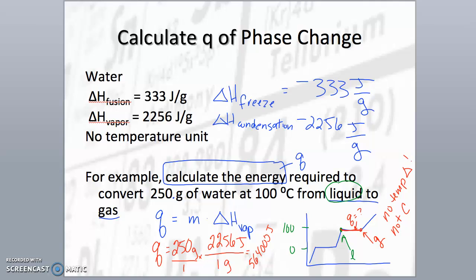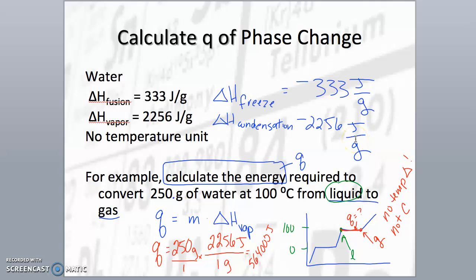You can see here we've got values given for water, and these values are typically given unless you're solving for them. So we've got a delta H fusion of 333 joules per gram and a delta H vaporization of 2256. And I'm just showing over here how if we're freezing or condensing, it's the same value with a different sign.